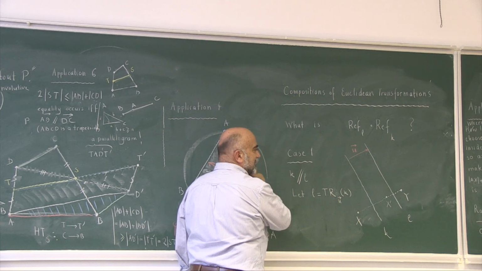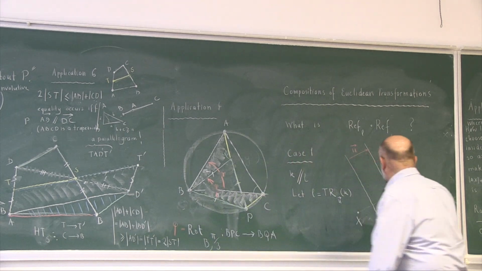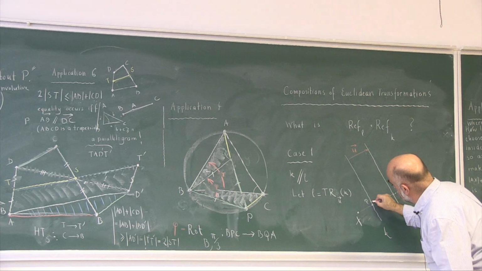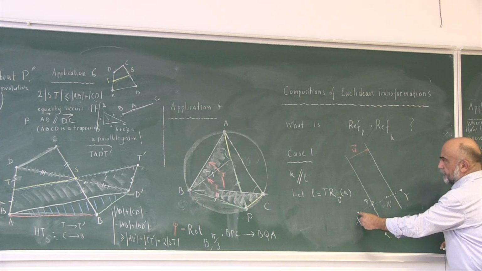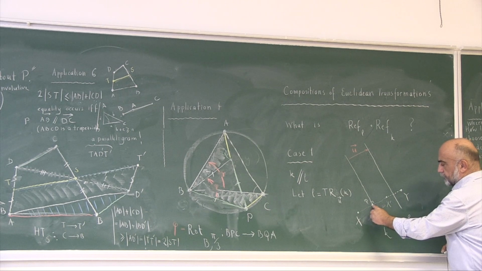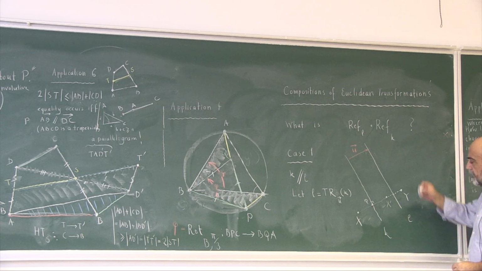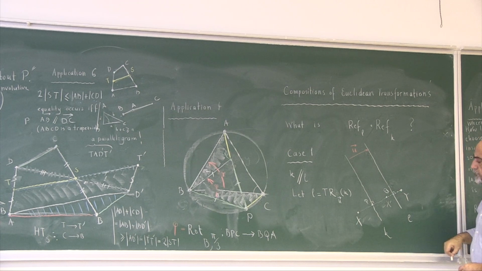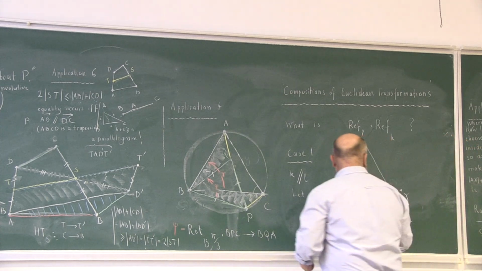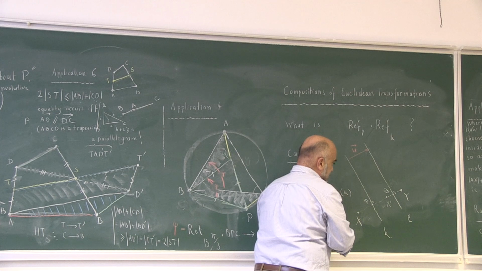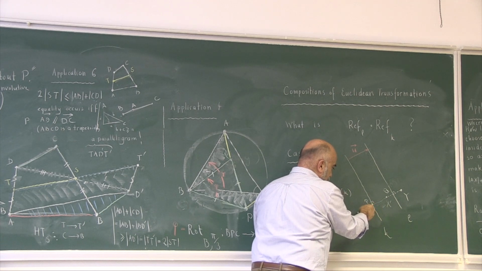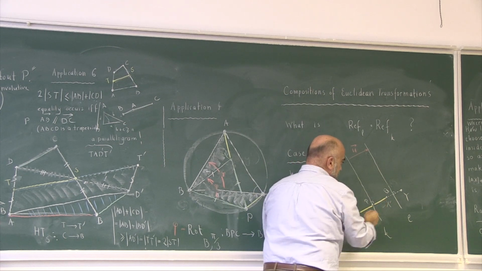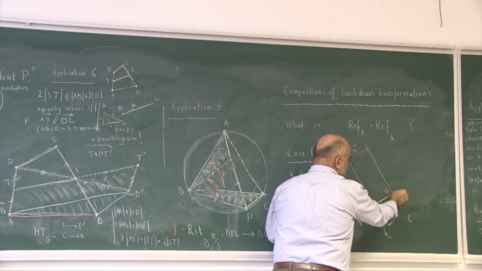So if that is the case, let's look at what happens to X. If you drop a perpendicular from X onto K, let the foot of the perpendicular be P. And from X prime, drop a perpendicular onto L, let this point be Q. Clearly, the length XP and the length XQ are the same. And of course, clearly the lengths X prime Q and X prime Y are the same.